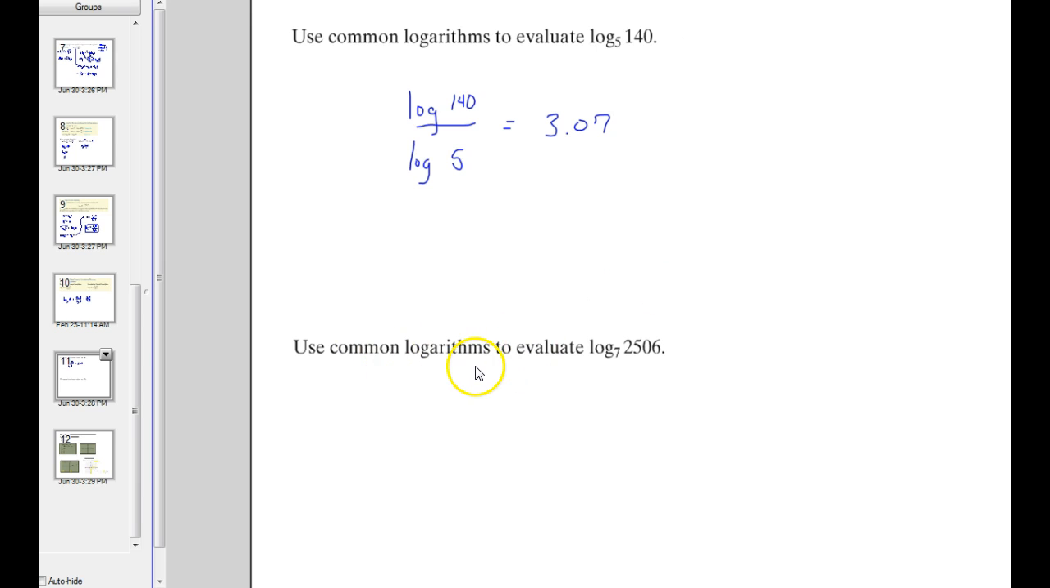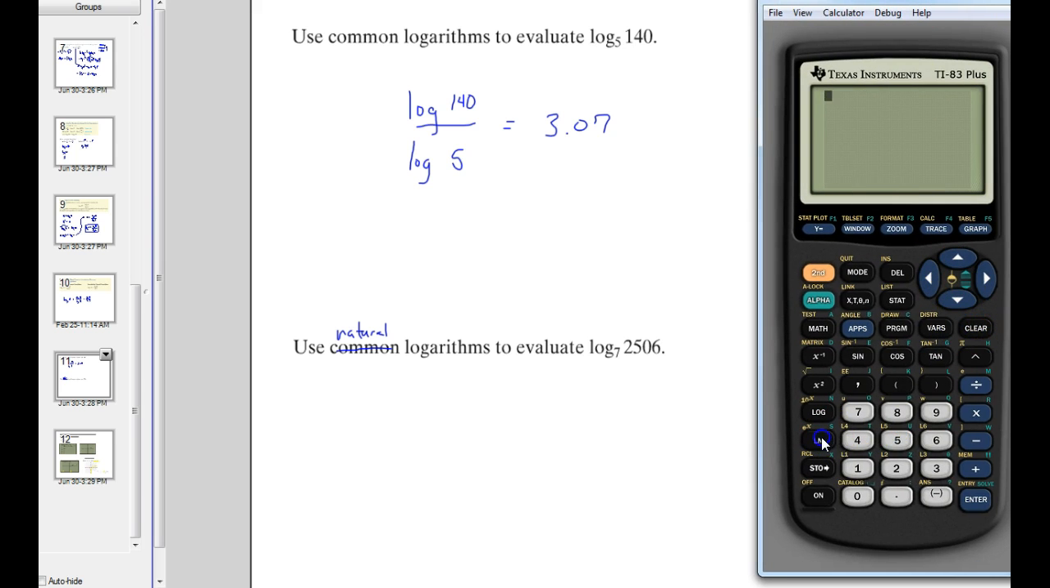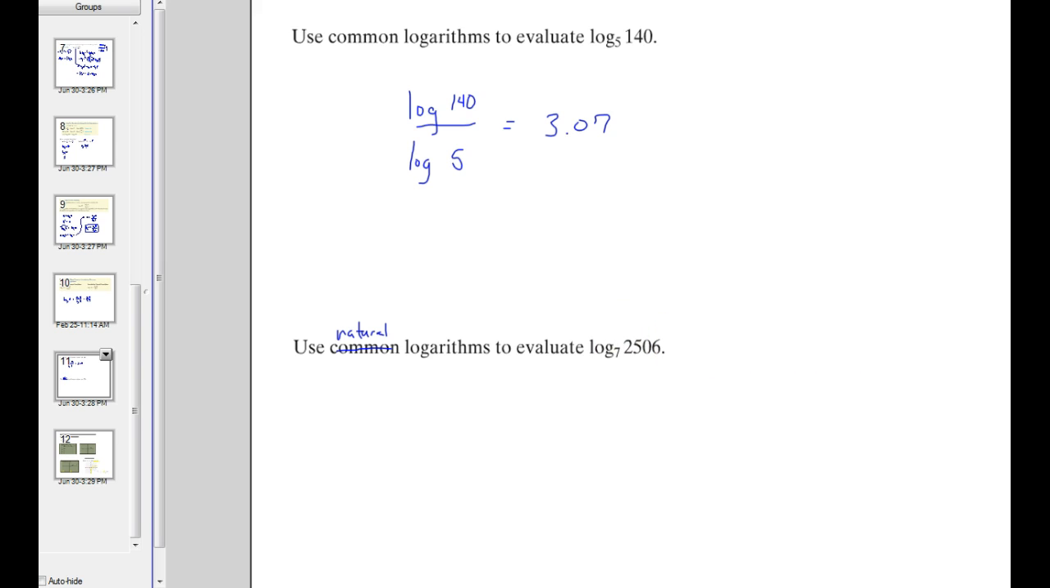Alright, let's change it to natural logs. So log base 7 of 2506, that would be the natural log of 2506, the natural log of the original input divided by the natural log of the original base. So there's our number. Okay, and again, if I raise 7 to that power, I get 2506. Alright, so it does work, and it does allow us to evaluate these logarithms we haven't been able to before, or approximate them anyway.